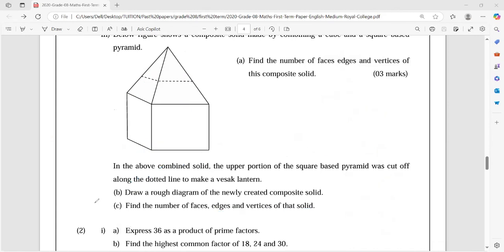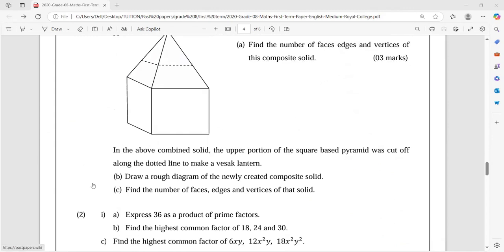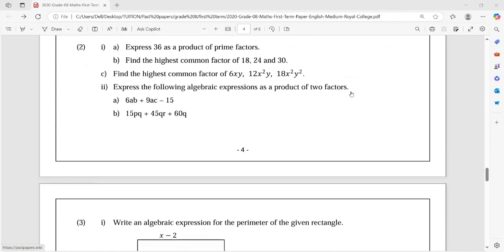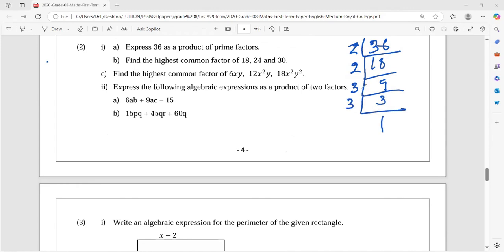Okay, let's go to question number 2 then. Question number 2, first part, 1a: express 36 as a product of prime factors. For that, you have to divide 36 by prime numbers. Let's go with 2. Divide 36 by 2, you get 18. Again divide by 2, you get 9. Then you can't divide by 2, so you divide by 3 and get 3. Then you divide by 3 again, and you get 1.